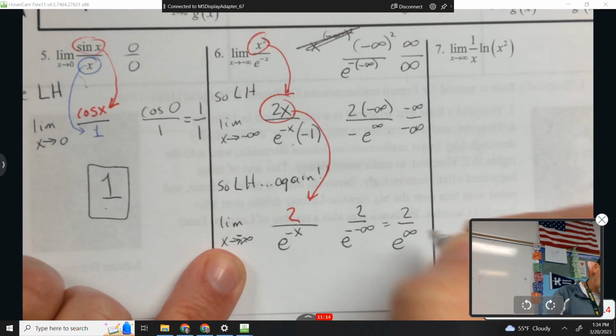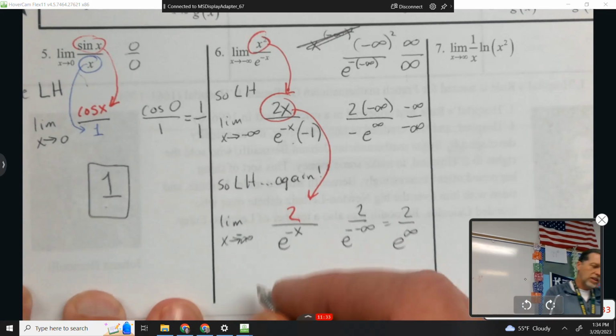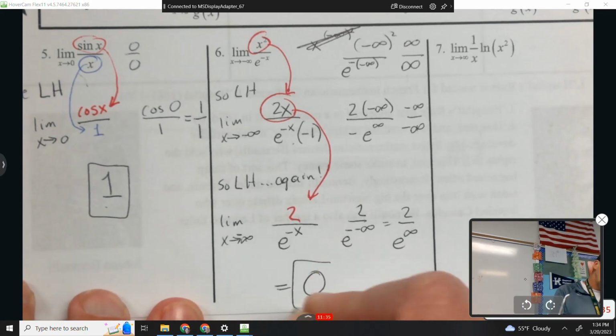Is that acceptable? So 2 over e to the negative infinity is 2 over e to the positive infinity. Is that good? I think that's good because that's a number. What's e to the infinity? Really big. What's 2 divided by really, really big? It's really, really small. So that one's 0.